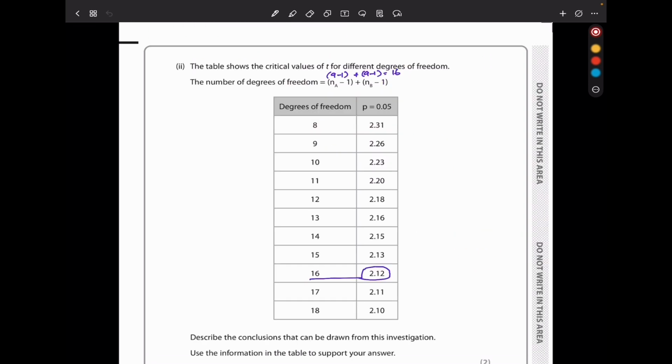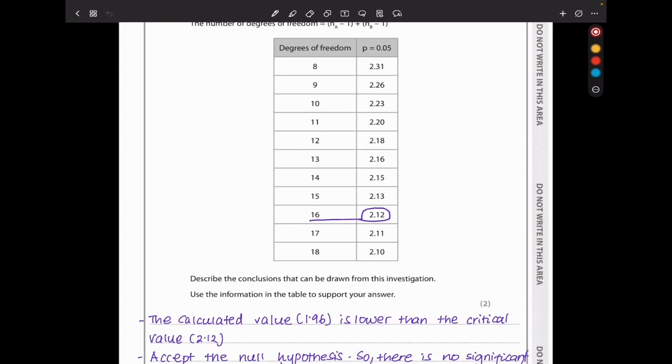The next part says the table shows the critical values of T for different degrees of freedom. The number of degrees of freedom is calculated by saying Na minus 1 plus Nb minus 1. Since each number is going to be 9, so 9 minus 1 plus 9 minus 1 gives us 16. So when I look at my table of critical values, at 16 degrees of freedom, at p equal to 0.05, my value is going to be 2.12, and that is the critical value, which I'm going to compare with a calculated value.